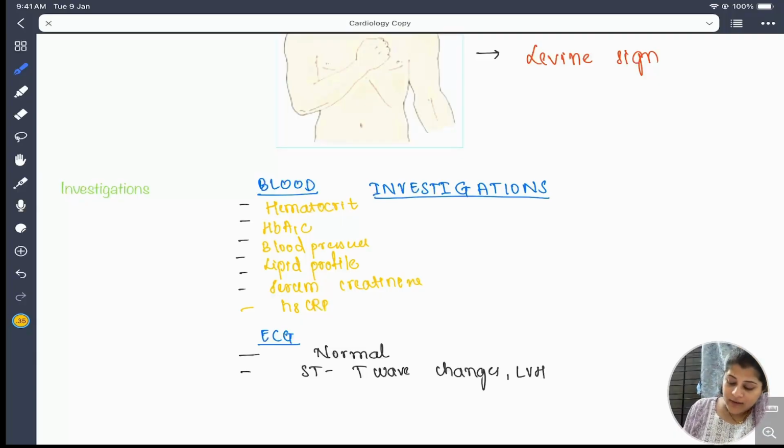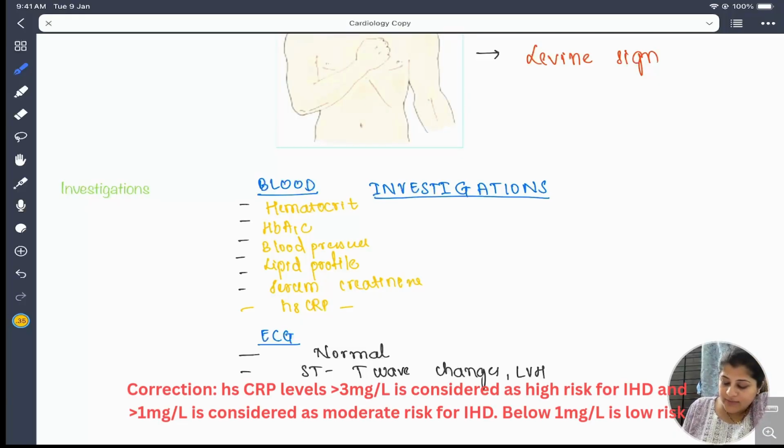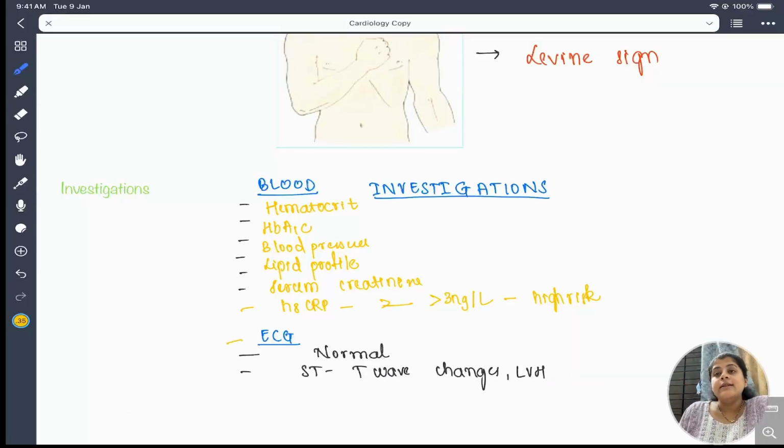angina. Okay, HSCRP, anything above 3 nanogram per liter is considered as high risk for coronary artery disease. Next, you will get ECG done. ECG, this is very important to know that resting ECG might be normal in patients with chronic stable angina. So you should always ask the patient to exercise and then get ECG done, or stress perfusion scans done. Only then you will be able to diagnose chronic stable angina.